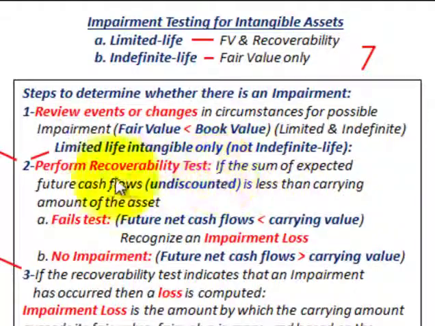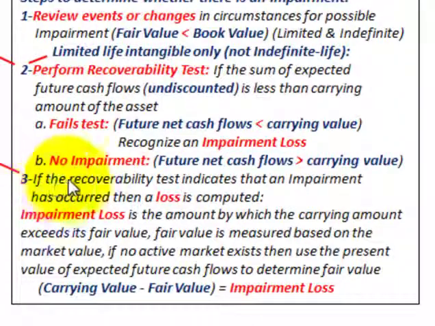Now if the sum of the expected future cash flows, undiscounted, is less than the carrying amount of the asset, then we would have failed this test. Again, if future net cash flows are less than the carrying value, then we'd be recognizing an impairment loss. And then B, there would be no impairment if the future net cash flows were greater than the carrying value.